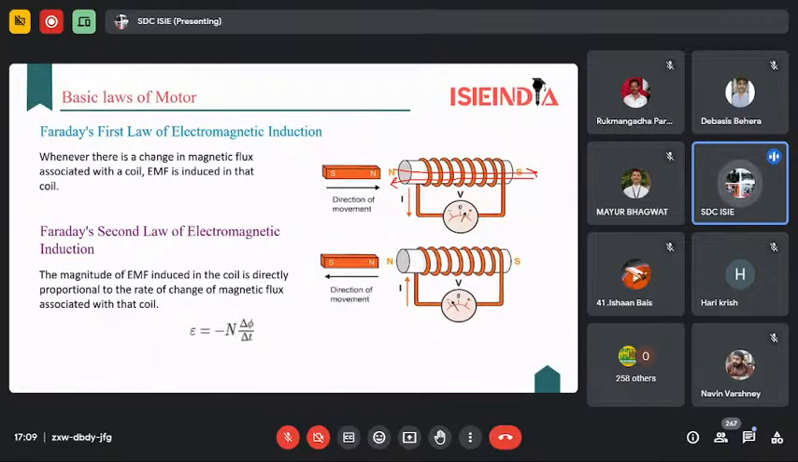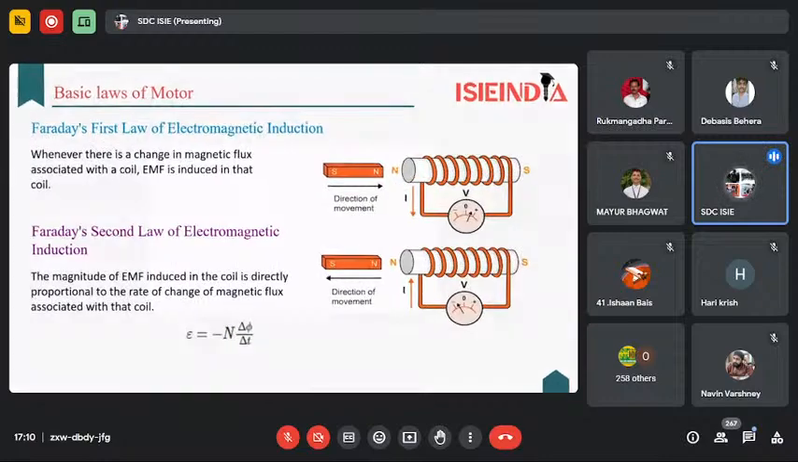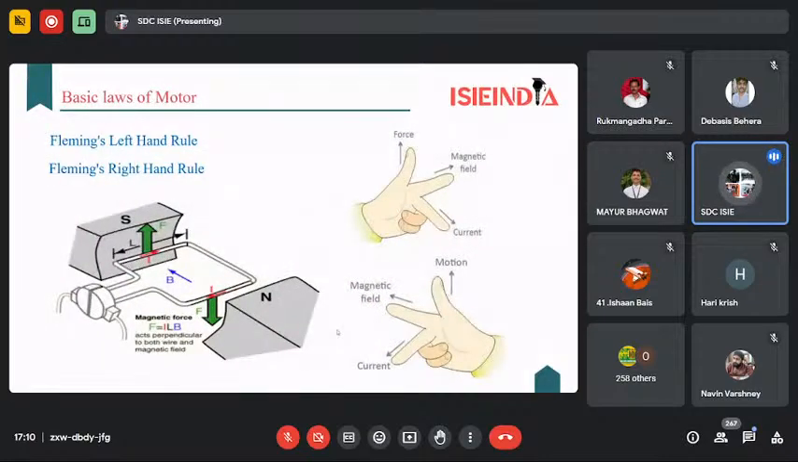The second part of the law says that the induced EMF is directly proportional to the rate of change of magnetic flux, which means the EMF generated depends upon the number of coils. If the number of coils is more, then the EMF increases, because they are directly proportional to each other. Along with this, we also have to look at the basic laws of Fleming's left-hand rule and right-hand rule. Fleming's left-hand rule is used for the electric motor, whereas Fleming's right-hand rule is used for the generator, and we are focusing more on the left-hand rule.